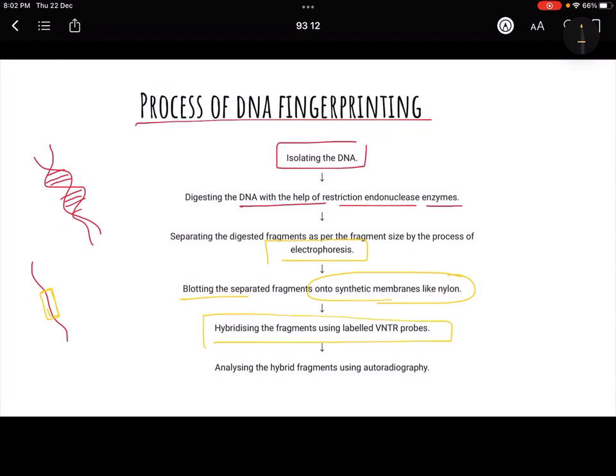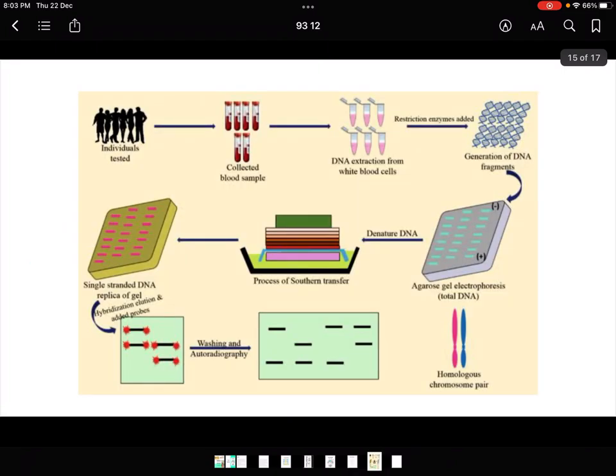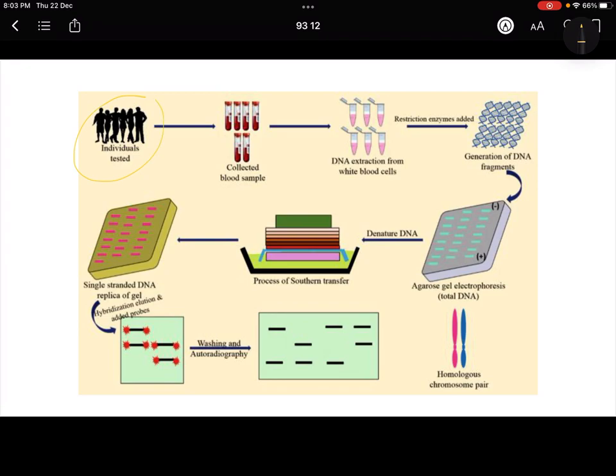There we study the VNTRs and then we analyze. When you blot it on the nylon membrane, they start to arrange themselves, so the whole sequence gets arranged. Now I'll just show you; you don't need to go very deep into it. Basically these are the individuals that we are testing, whose blood samples we have collected because we want to take out their DNA from it.